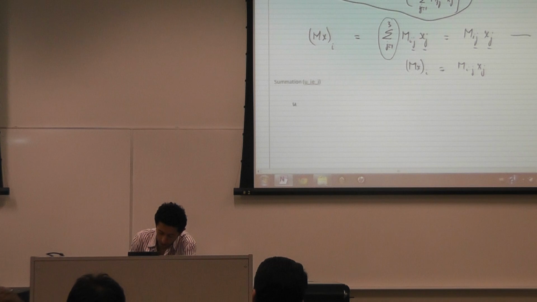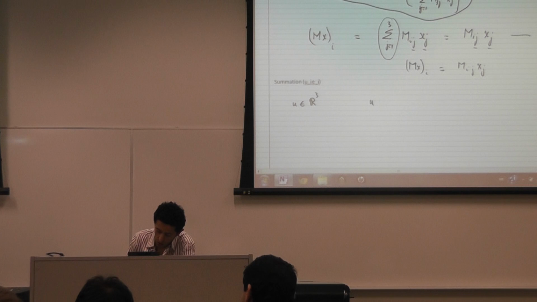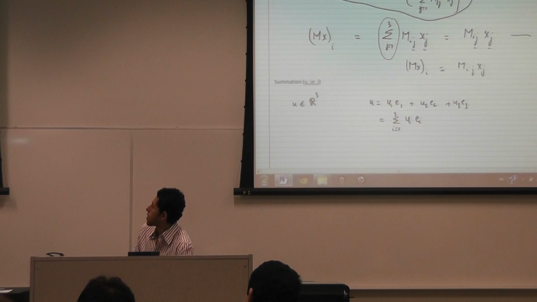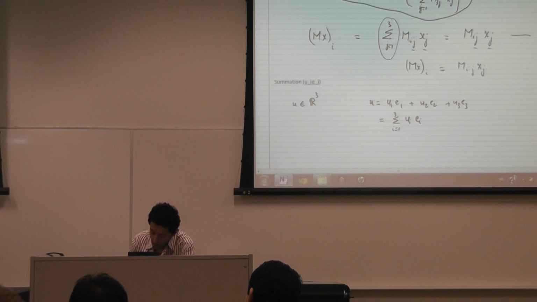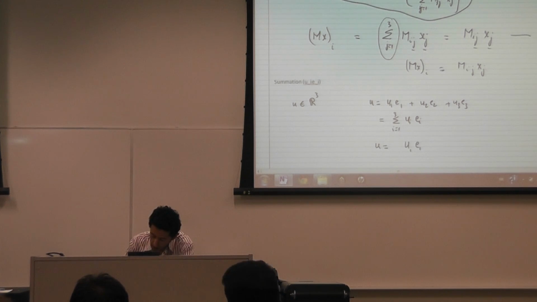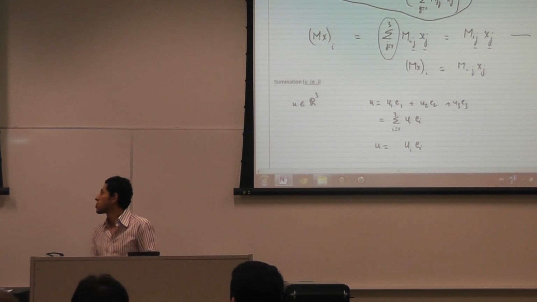Take a vector u in a three-dimensional space. This u is equal to u1 e1 plus u2 e2 plus u3 e3, or is equal to the sum i equal 1 to 3 of ui ei. The index i is repeated, so I'm going to imply that the summation is happening just by simply writing ui ei.